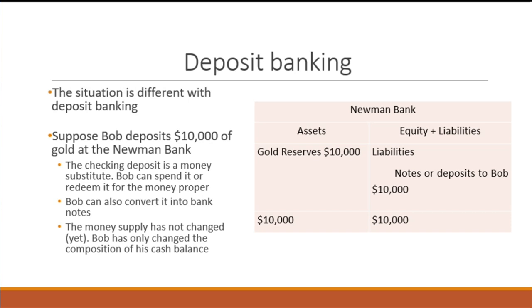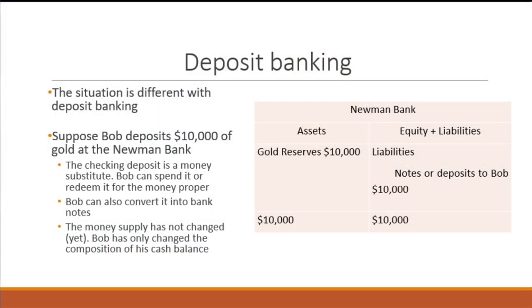So this checking deposit is a money substitute. Bob perceives it as redeemable for a fixed amount, right? He perceives that his $10,000 checking deposit can be redeemed for $10,000, and he could spend it, and someone else will accept it for $10,000, okay? So it's a subjective perception that it is as good as gold, so to speak. So he could spend it at the grocery store. He could convert $1,000, $2,000, $9,000, $10,000 for gold, and he could also convert it into banknotes if he wants.